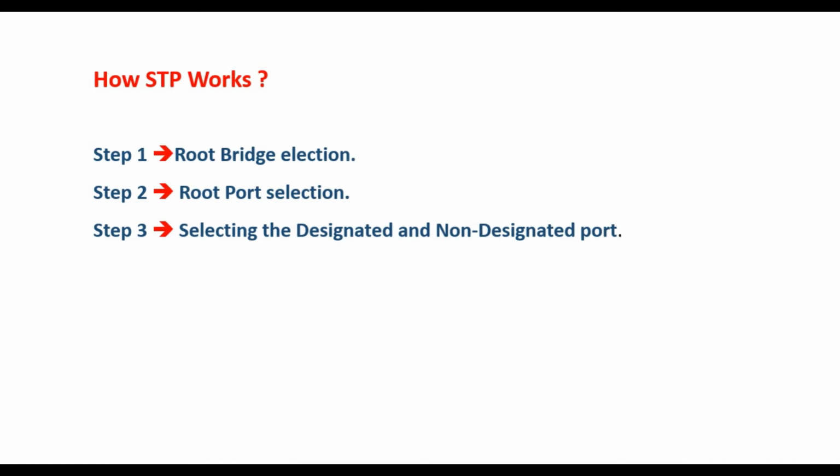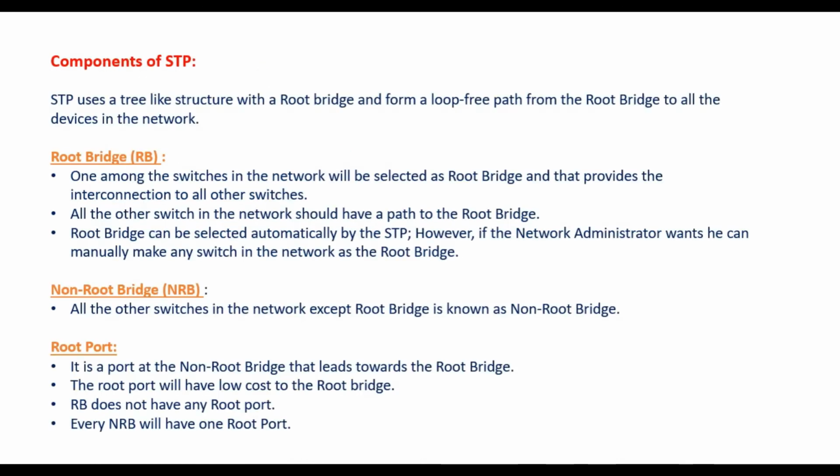So before going into how STP works, let's discuss the components involved in STP for better clarity and understanding. Basically, STP uses a tree-like structure to form a loop-free topology. The first thing is the root bridge. This is the most important thing in STP. The root bridge is one among the switches in the network. One device in the network is selected as the root bridge, and all other switches will be connected to it. Basically, the communication between the different switches will be done through this root bridge.